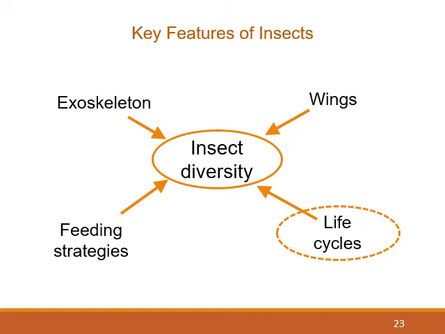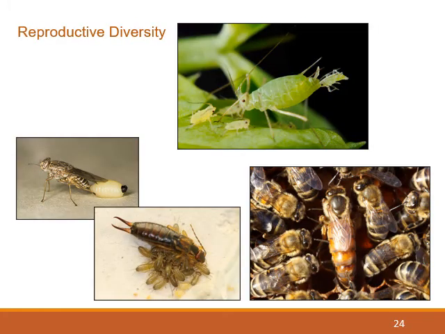There are essentially three types of life cycle found in insects. We have the ametabolous life cycle, the hemimetabolous life cycle, and the holometabolous life cycle. And that's what we'll look at in this final section of the key features of insects, these separate life cycles. Before we talk about these different life cycles, it's worth talking about some of the diversity that we see in insects when it comes to their reproductive strategies.